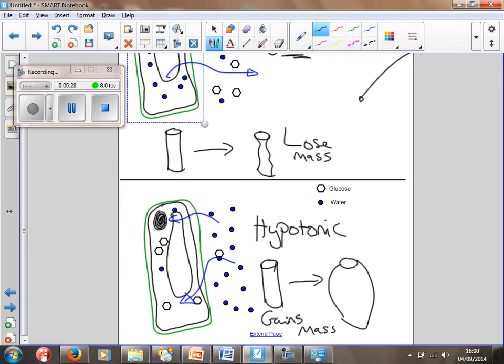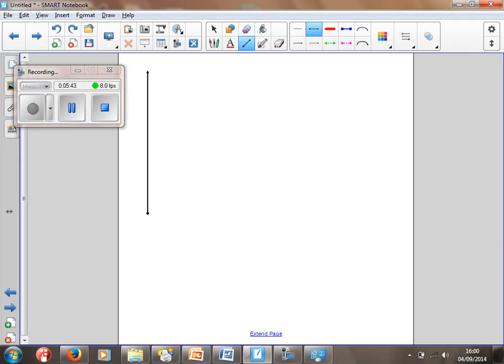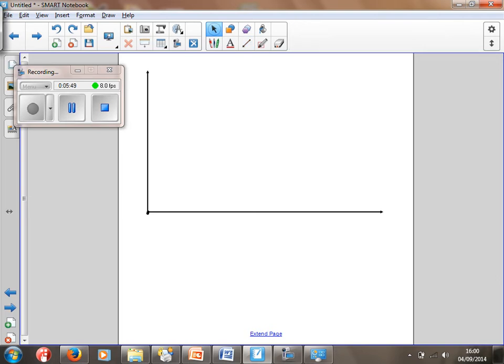Nice and straightforward. But this next bit is the tricky part. What we're going to do as a class is we're going to test lots of different strengths of solution. We're going to have some people testing really, really sugary water, and some people testing not very sugary water, and some people are already testing pure water. What we are going to be looking at is the effect this has on mass overall, because in some cases we're going to expect mass to increase, but in some cases we're going to expect the mass to decrease. So I'm going to set my axes up like this so that we can have a mass change axis over here.